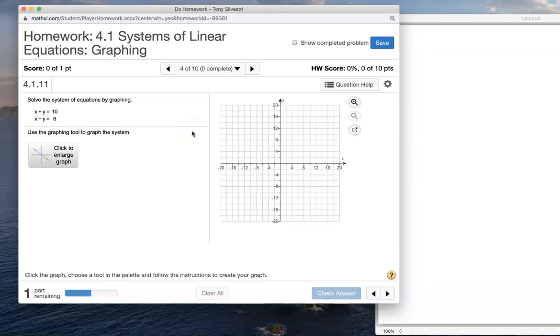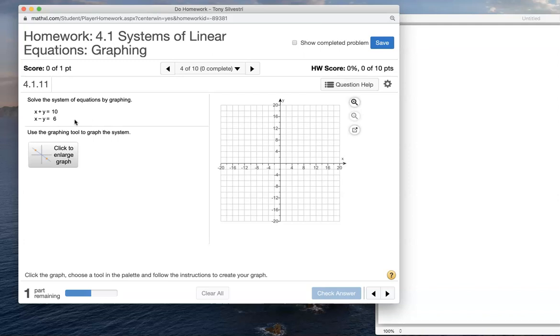Welcome to section 4.1, where we're going to graph a set of linear equations. Linear equations is a fancy term for equations of lines. We're going to graph two lines on the same graph, on the same plot, because here we have one equation and a separate equation there. Generally, when you graph two lines, unless they're parallel or they're the same line, they're going to cross. And where they cross, where they intersect, is going to be the solution to the system.